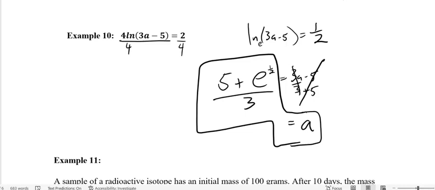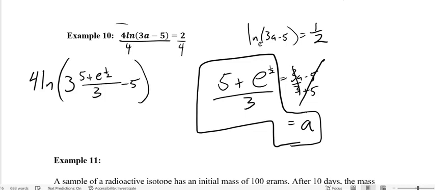Let's do the check. a equals this thing. So is this true? That's 4 times the natural log of 3 times this solution, 5 plus e to the 1/2 over 3, minus 5. Is that equal to 2? That's the original equation. So I put a little question mark here.